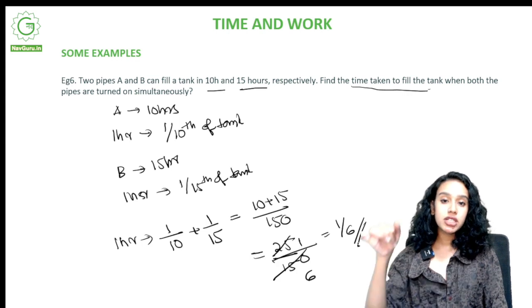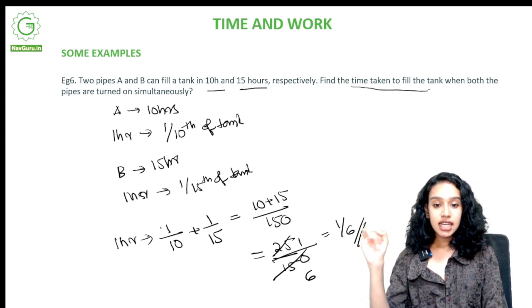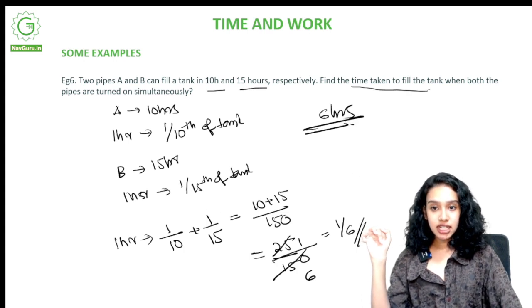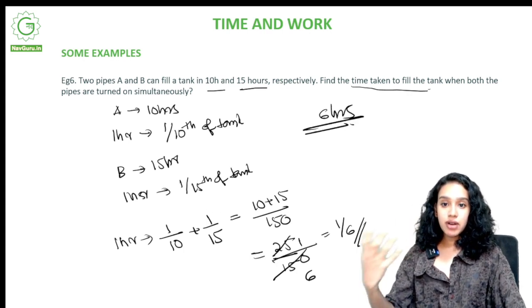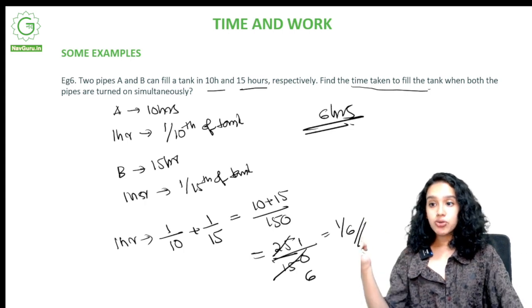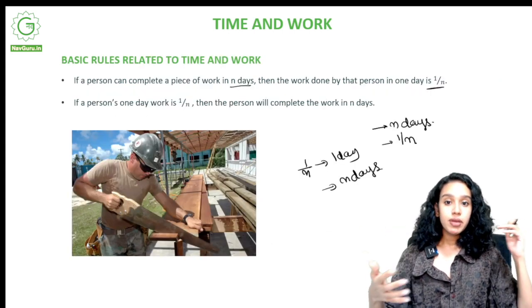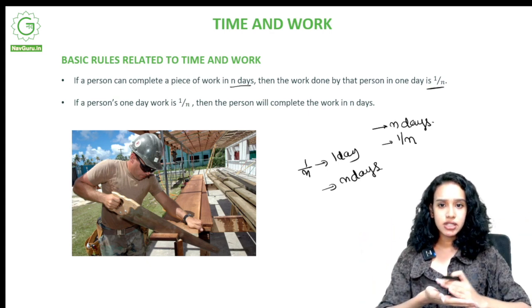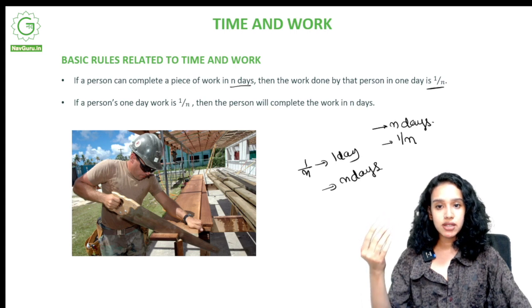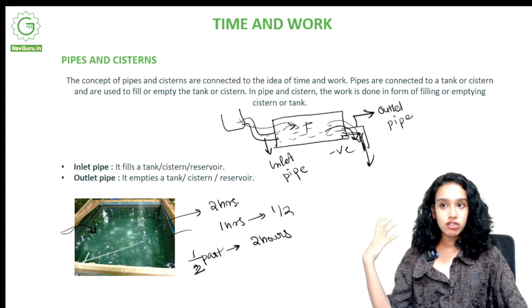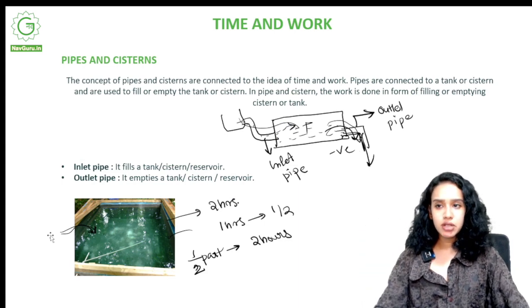So how many hours would it take to completely fill the tank? It will take us 6 hours to completely fill the tank. Now, these are some examples of how we are applying the relation between time and work to find out different procedures. So first of all, we talked about basic rules related to time and work, that is a person working on 1 by nth efficiency, and then we compared two people's efficiency, and then we talked about pipes and cisterns and how the relation is calculated. So this is all about the chapter time and work.